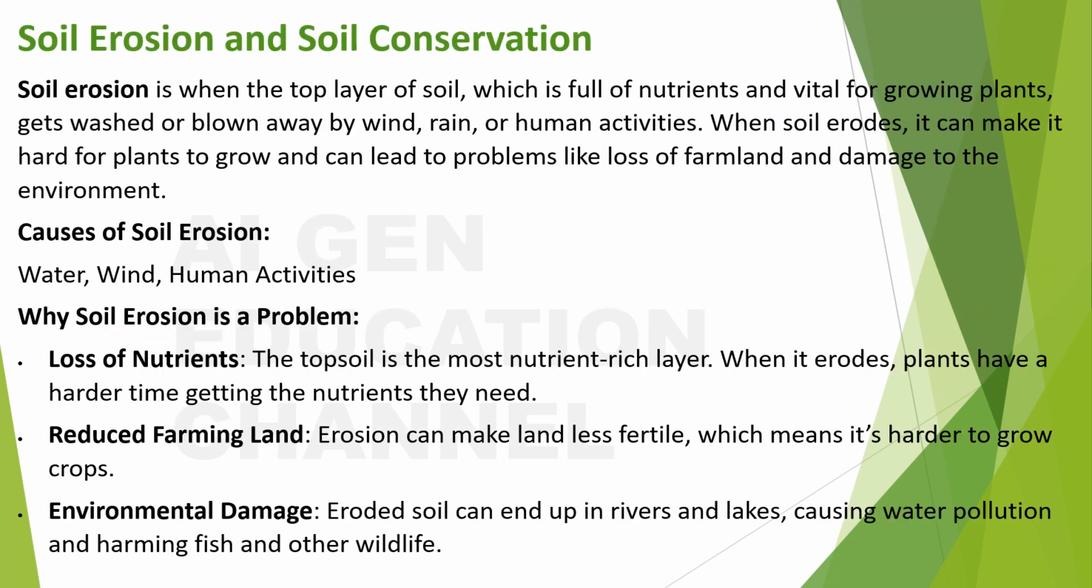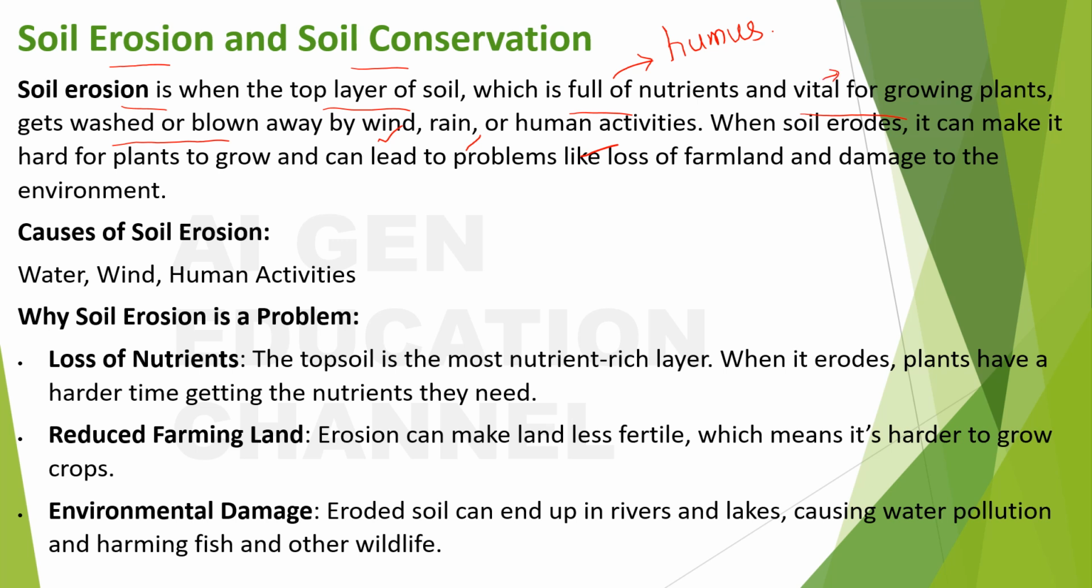Next important topic is soil erosion and soil conservation. Soil erosion is when the top layer of the soil, which is full of nutrients and vital for growing plants, gets washed or blown away by what? By wind, rain, or human activities, then that is called soil erosion. Why is it full of nutrients? Because it has humus, organic material, right? Vital means important for growing plants.